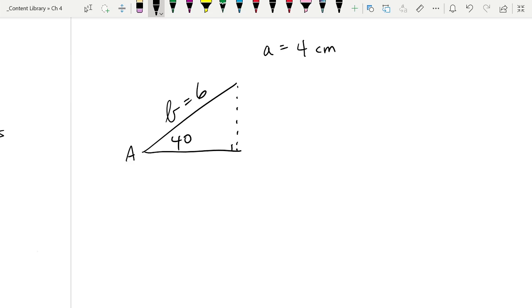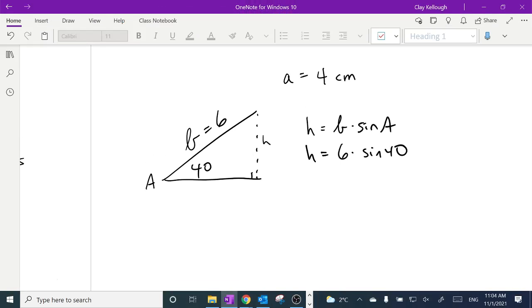You think it might be? How do we prove it? Again, pretend it was a height. Height is equal to b times the sine of a, or in this case, 6 times the sine of 40. If this number here is bigger than 4, then 4 is not enough. So let's see. Is it bigger than 4?